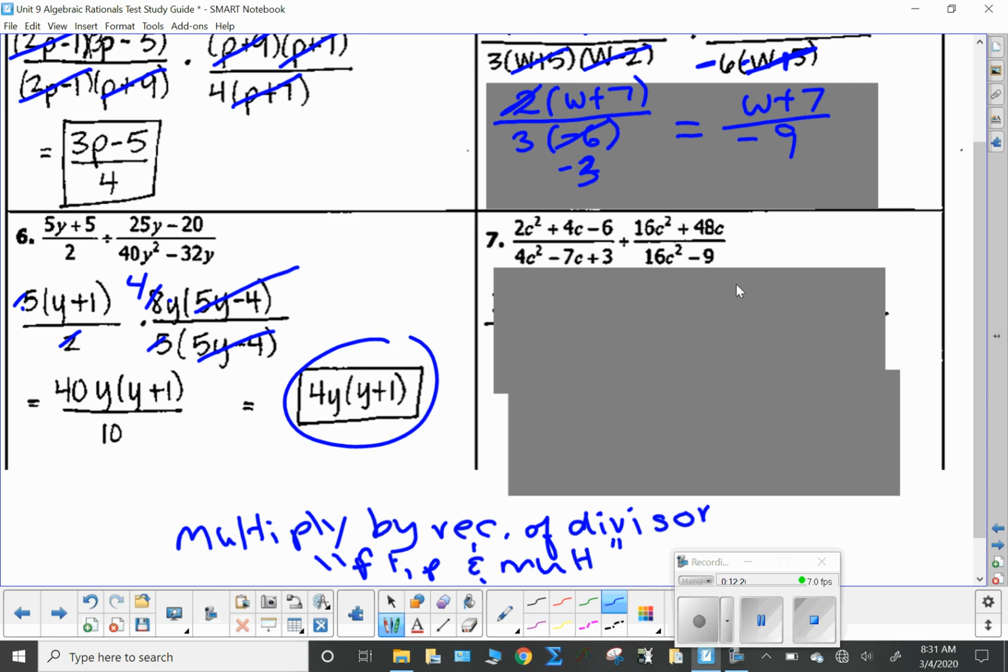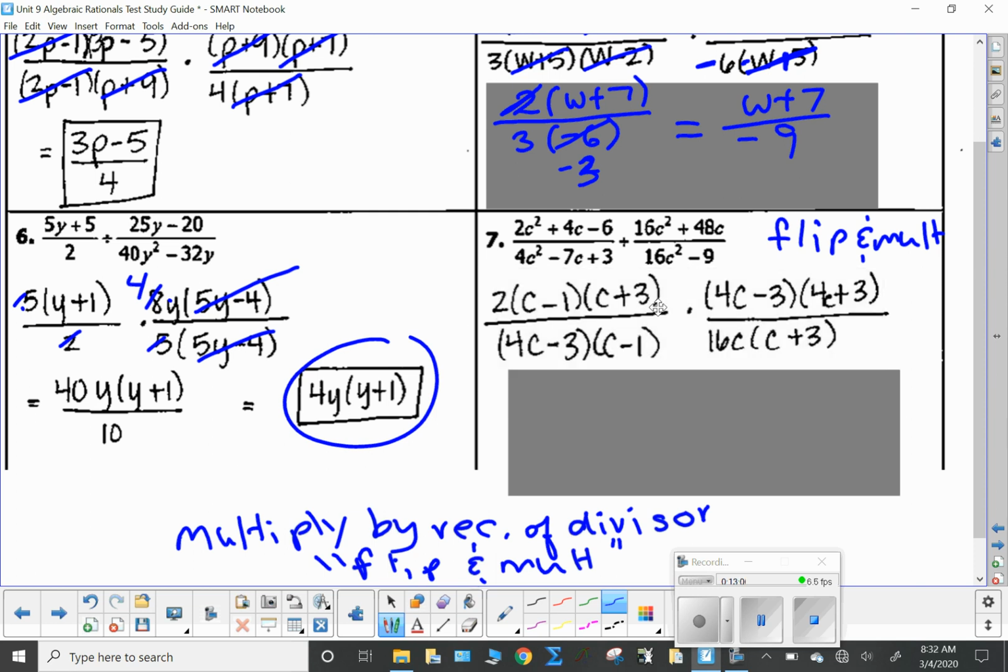Okay, next up, we have this one again. Flip and multiply. So I'm going to flip this upside down. This is 16c squared minus 9, so it's a difference of squares. 16c squared plus 48c, I can take 16c out of both. The front two, these are both trinomials that I'll have to factor. The top one, however, has a greatest common factor of 2 first. So I took the greatest common factor out, factored the trinomial. The bottom one I had to factor through. Then, like I said, difference of squares and then greatest common factor.